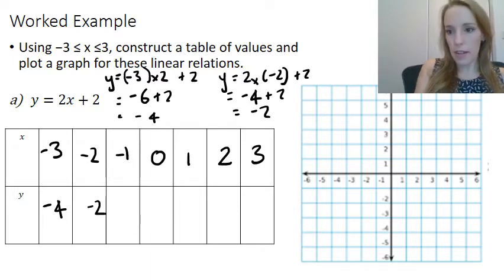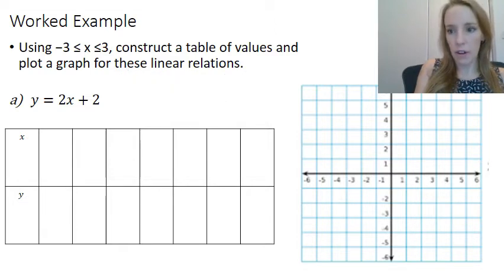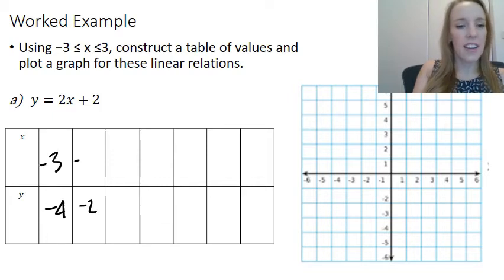Get my eraser. Actually, I'll just clear that, rewrite it. -4, -2. Oh no, I cleared everything. -2, -1, 0, 1, 2, 3.